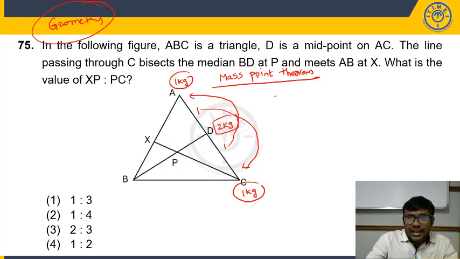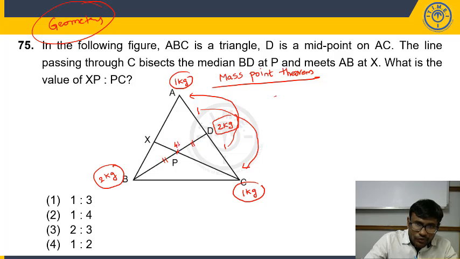And here he mentioned that C bisects BD. This is bisecting BD at P, means these two are also equal. If here it is 2 kgs, obviously here it has to be 2 kgs. Why? Because these two are equal. So, as a result, what is the weight here? 4 kgs. Why? Because this is 2 kgs, this is 2 kgs. The weight has to be 4 kgs. So, here 1 kg, here 4 kgs. So, at the middle, I am having 4 kg of weight.